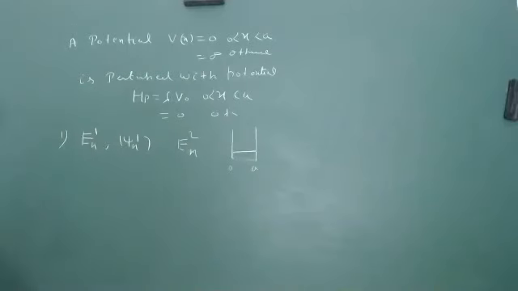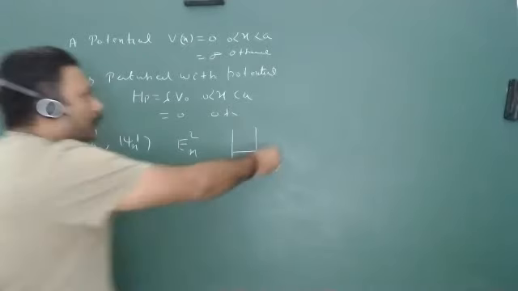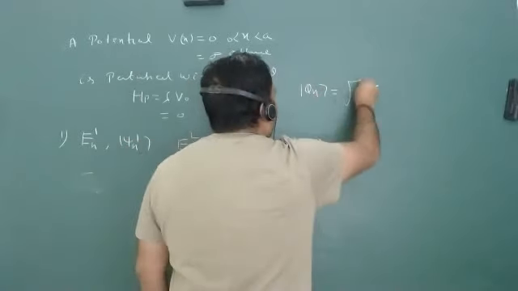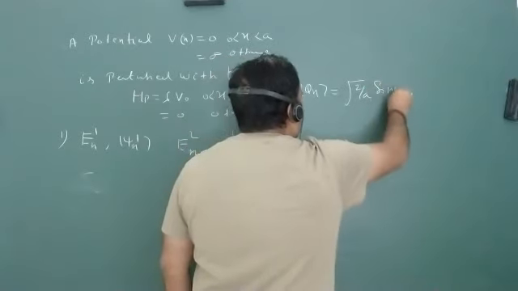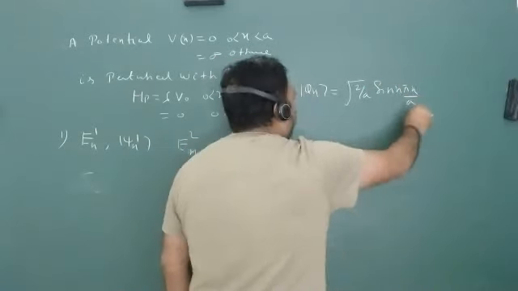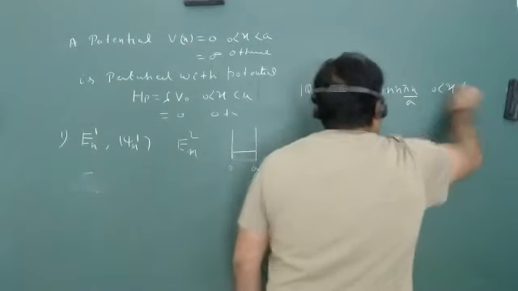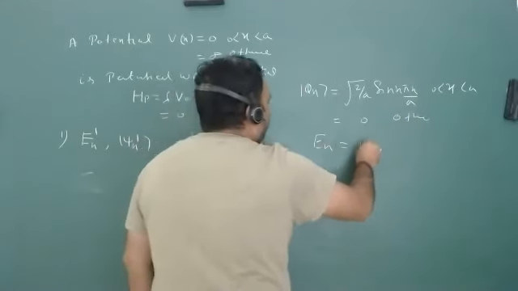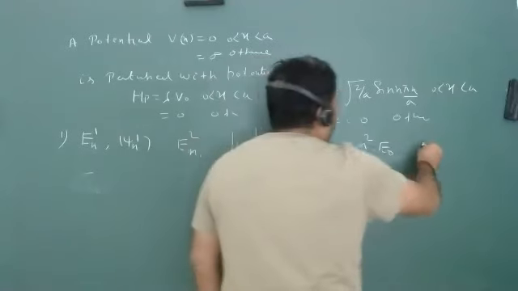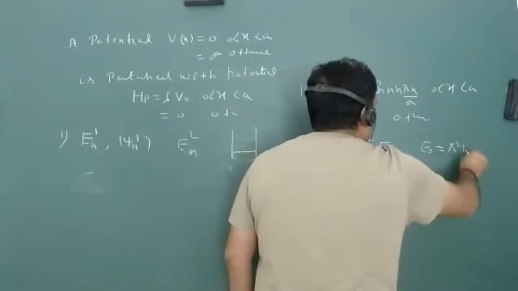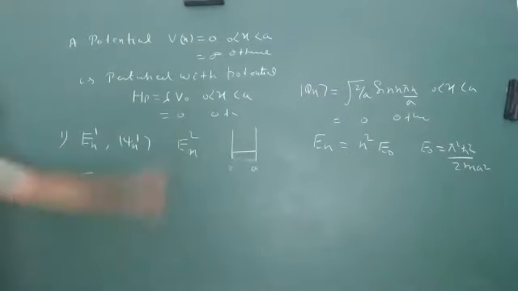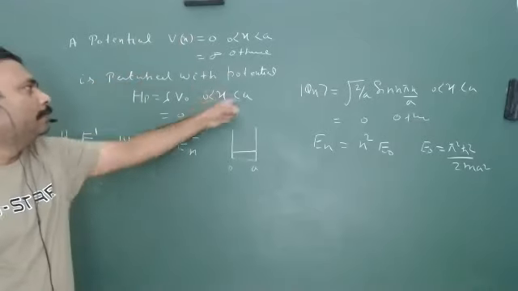What will be E_n^1? So just go for E_n. What will be psi_n^1? Can anybody tell me, what is phi_n for this system? That will be root 2 upon a times sine of n pi x upon a. Very good. And this is between 0 to a and 0 otherwise. And what will be E_n? E_n is equal to n squared E naught, and we know what E naught is. E naught is equal to pi squared h-bar squared upon 2 m a squared. So I am just using this, because I identified this is nothing but the infinite box of width 0 to a.